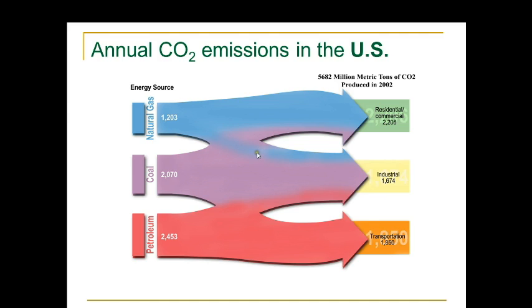If we look at the US, where does the CO2 come from? We have natural gas. Natural gas is primarily used for residential, commercial, and industrial purposes. Of the 5,682 million metric tons of CO2 produced in 2002, 2,206 of them were residential commercial, 1,674 of them were industrial, and transportation resulted in 1,850. Notice all of the CO2 for transportation came from petroleum products. We burn gas. Not a surprise there. Industry had a little bit from coal and a little bit from petroleum and a little bit from natural gas.